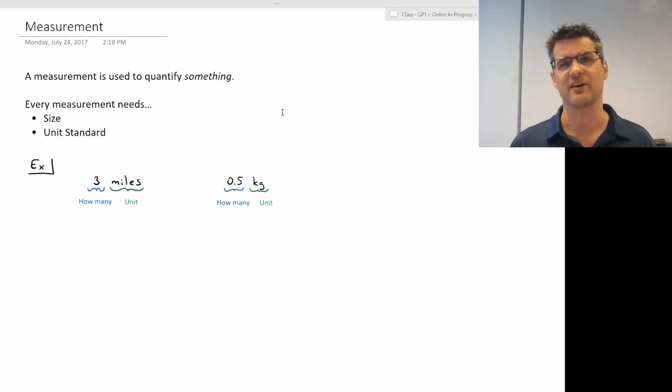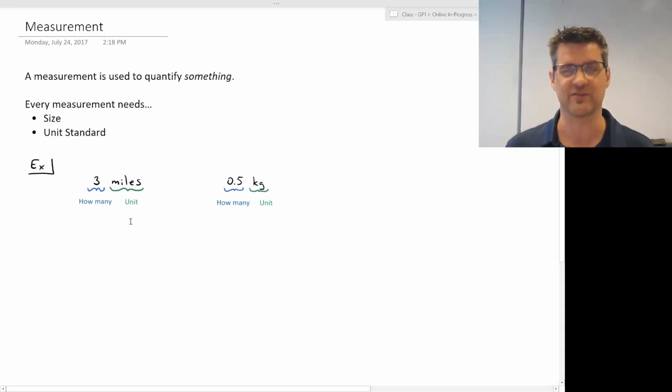And measurements are comprised of at least two things. You need to have a number of something, and you need to say what something's that number is. So what I say is you have to have a size of something, and you have to have some unit standard. And here, what you see on your screen is a couple of good examples. Maybe I have two measurements. One of them is 3 miles. Another one is 0.5 kilograms. So in this expression, I have two parts. In the first one, I've got miles. It has a particular unit.